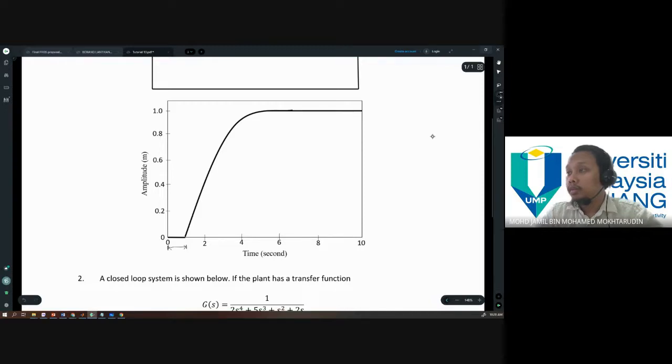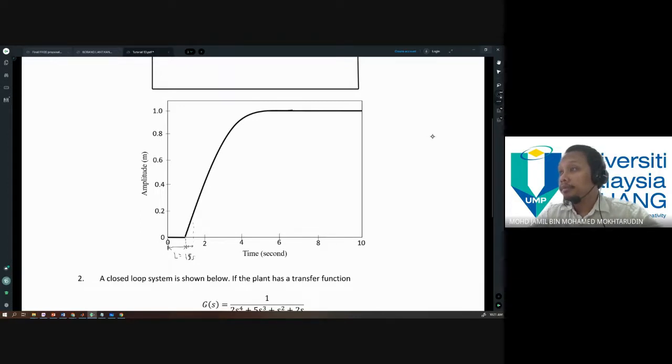Okay, so if you are given a graph, then you can measure. So this is about L equals 1 second, or maybe you can take a bit longer, maybe measure until here also, 1.5 seconds. And then we need to determine the value of T. So we need to determine the value of T by drawing the tangent line.